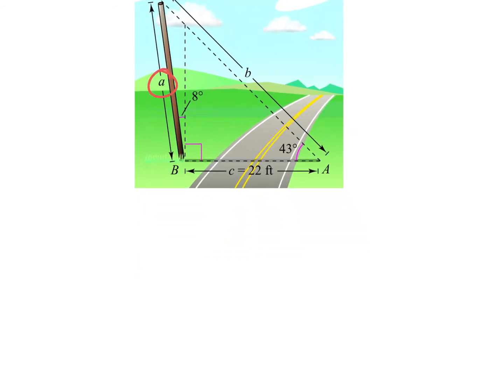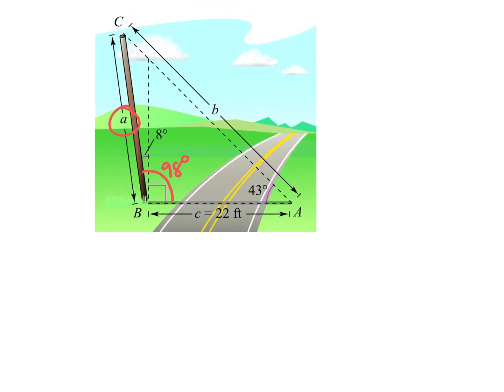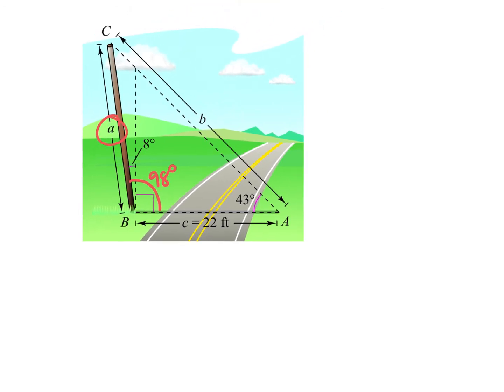So what can I do first? Awesome. We know angle B is going to be 98 degrees because it's 90 plus 8. There's a question like this that's super similar in your web assign where you just have to add the tilt to it. Do I know what angle C is? Awesome. Add them and subtract from 180. So I have 43 plus 98, 141. So 39 degrees is C.